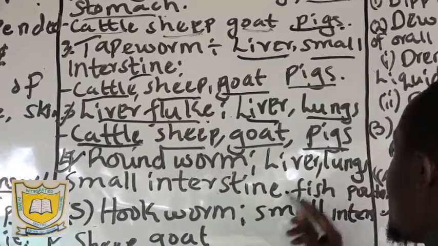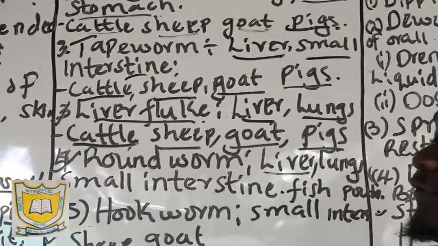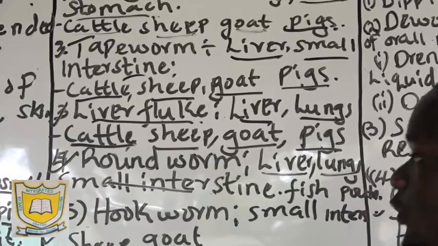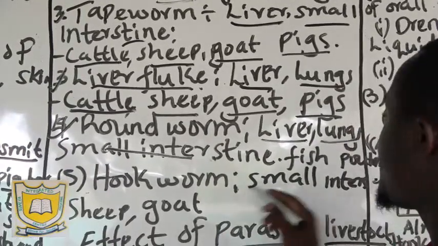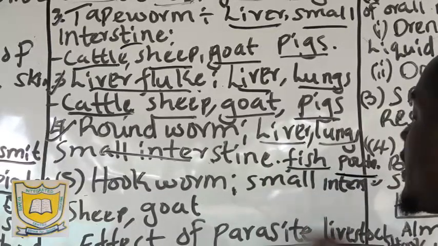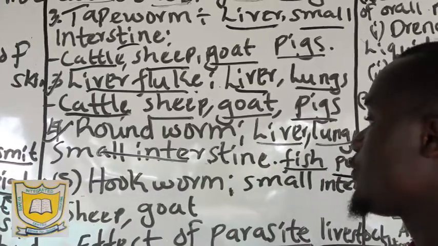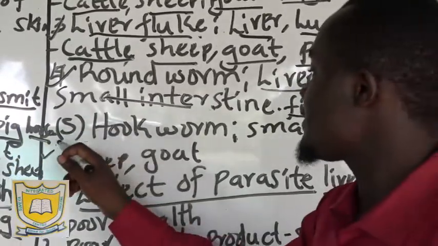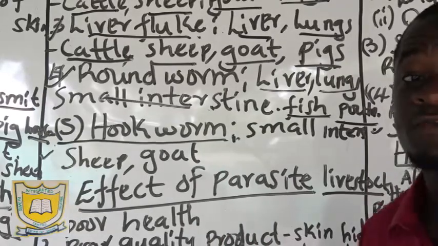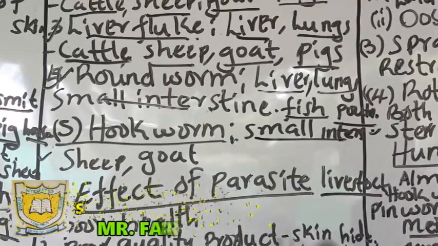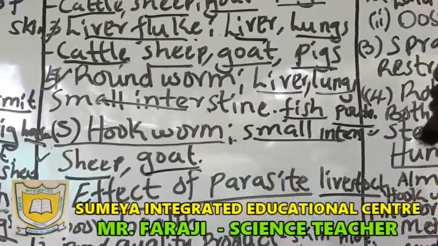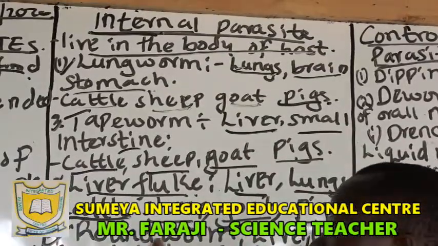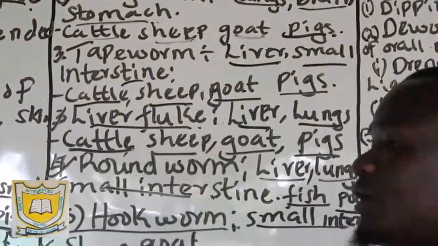Now the roundworms are found in the following areas. Number one, they are found in the liver, they affect the lungs, and also affect the small intestine of these hosts. The hosts include fish and poultry. That is the host of the roundworm. Now, the last example of internal parasite is the hookworm. The hookworm affects the small intestine, and the specific hosts are sheep and goats. So generally, you have to understand the parts that are affected by the internal parasite, and also get to understand the specific hosts of these parasites.